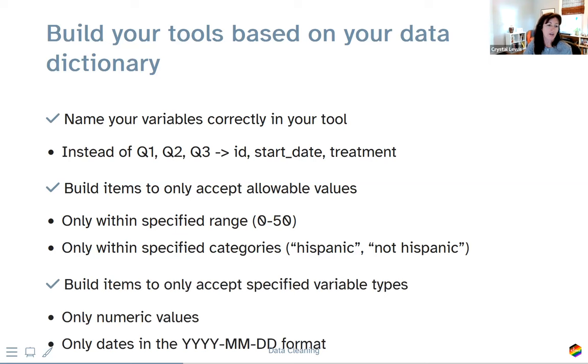And then you want to build items to only accept specified variable types. So only numeric or only dates in the specified format. Again, you can set these content validation rules in your tool so that a warning will pop up when unexpected formats or types are entered.